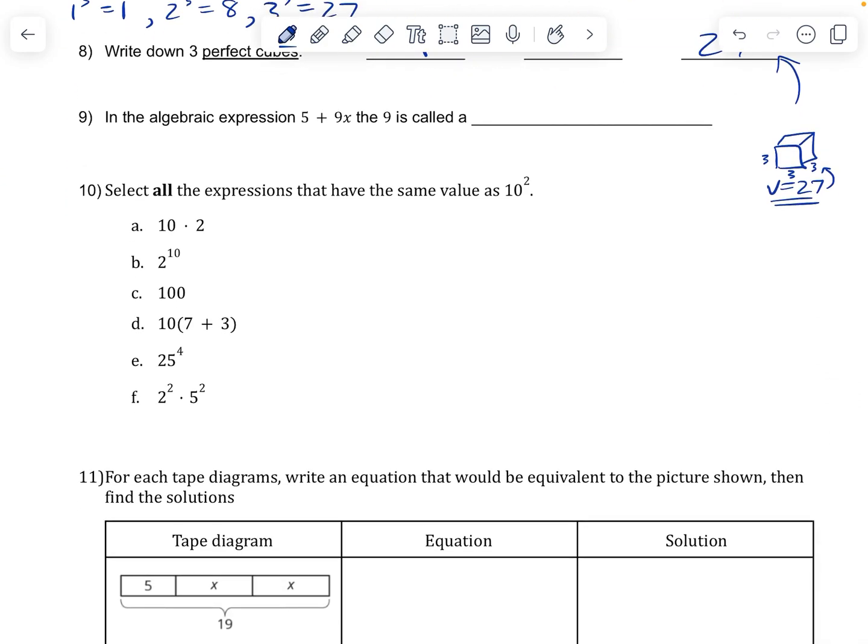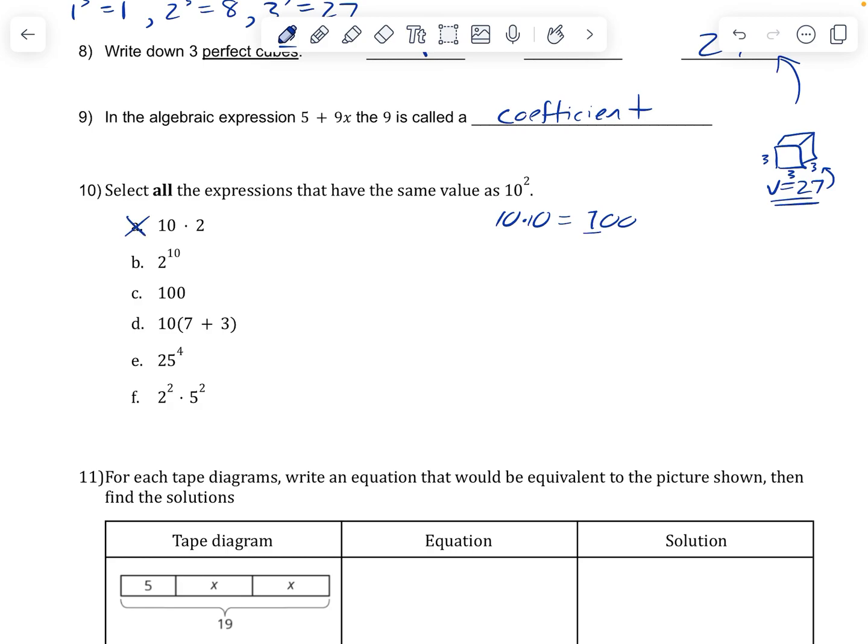Question 9, in the algebraic expression 5 plus 9x, the 9 is called a coefficient. Question 10, select all the expressions that have the same value as 10 squared. Well, 10 squared means 10 times 10, which is equal to 100. So I'm looking for all of the ones that equal 100.